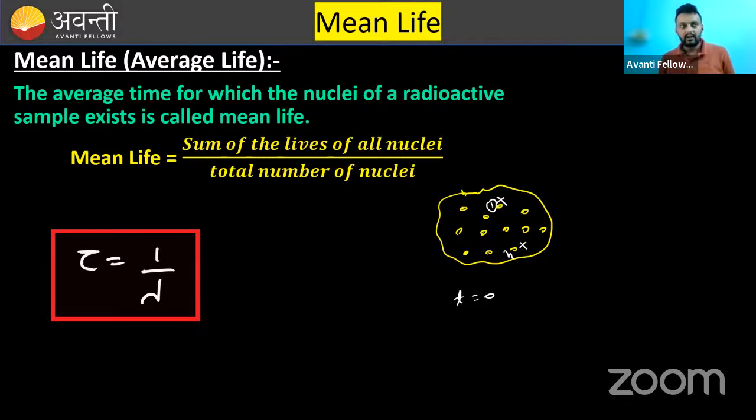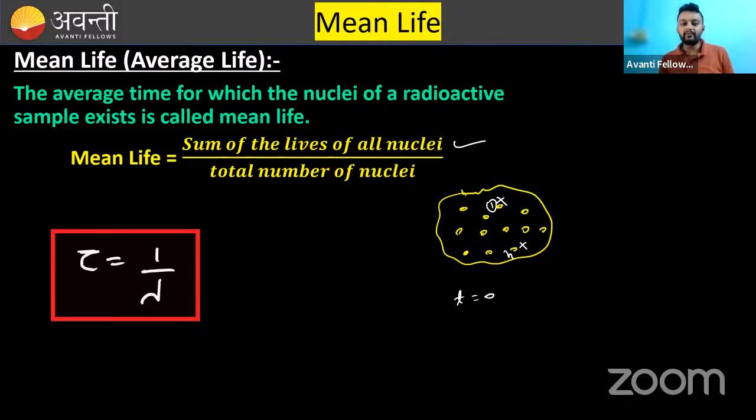Are you getting my point? One person is living for 10 days, another person is living for 100 years. So what is the mean life of the city? In a city, one person dies after 10 days, one person lives for 100 years. So what is the mean life? What you do is take the sum of the lives of all the persons divided by the number of persons. That's what you do.